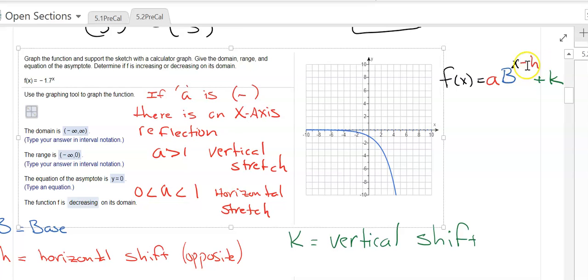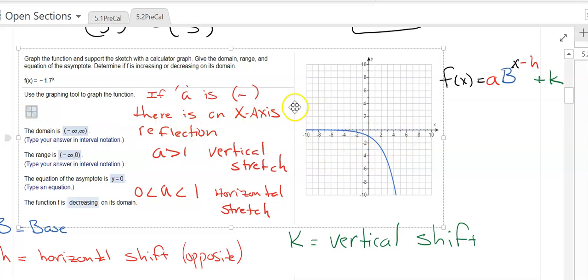The h, just like we have a horizontal shift, and when I say opposite here, meaning if it's minus here, then we're going to be shifting to the right. If it is positive here, we'll be shifting to the left. That's what I mean by opposite here. And then our k is a vertical shift, and if it's positive, we go up. If it is negative, we go down. And all things are very straightforward.